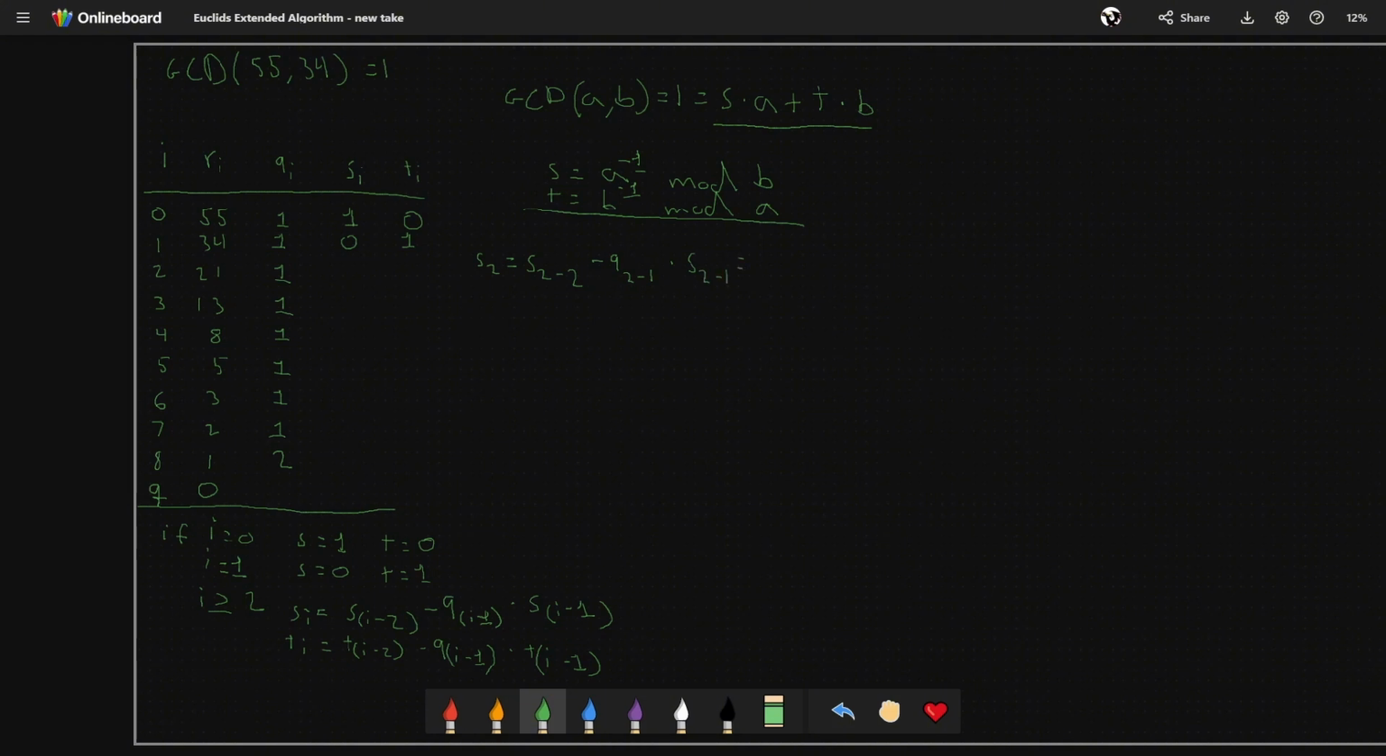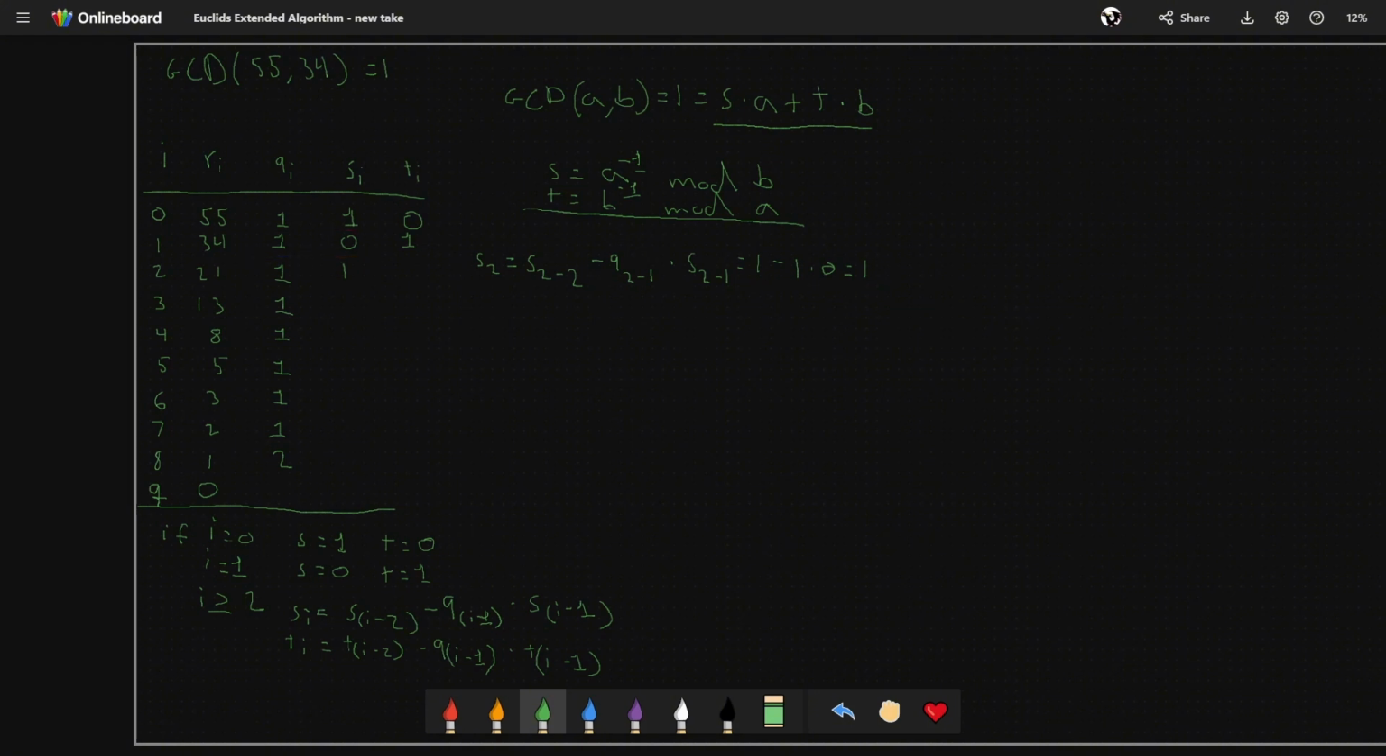And the numbers then are: S2 minus 2 is equal to S0. S0 is equal to 1, so we have 1. Q2 minus 1 is Q1. Q1 was equal to 1, so we'll have minus 1. S2 minus 1 is equal to S1. So that'll be S1, which is equal to 0. So our final result is going to be 1 multiplied by 0. That's 0. 1 minus 0 is equal to 1. So we'll write that over here. S2 is equal to 1.